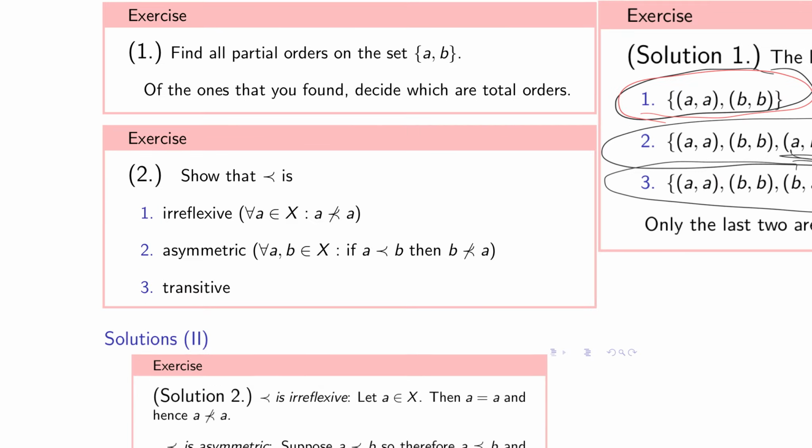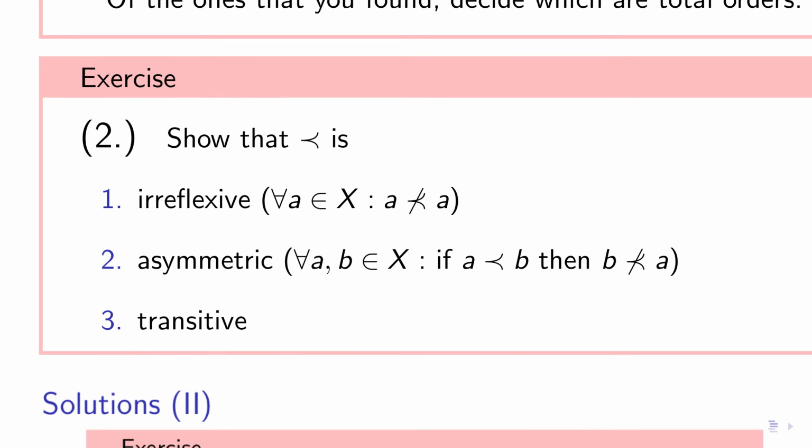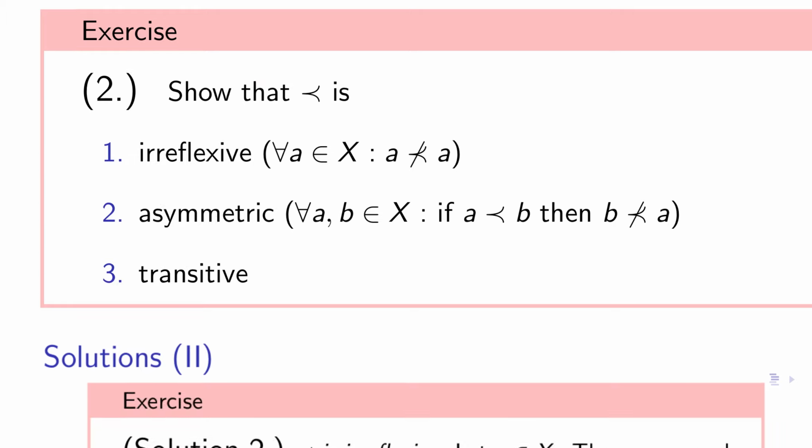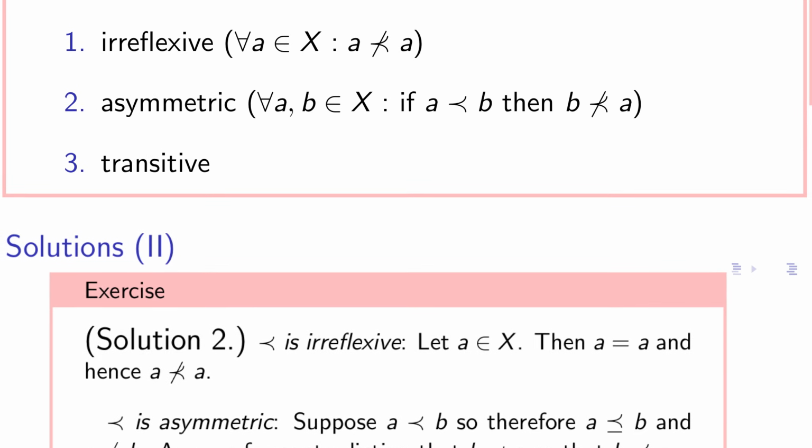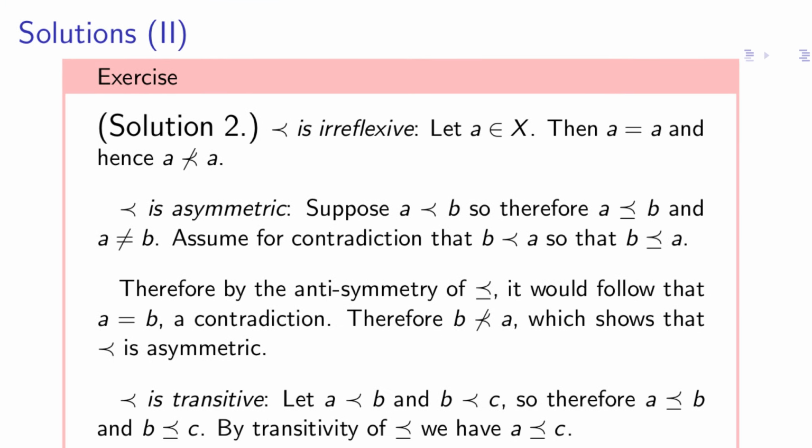So now moving on to the second exercise where we're going to show some basic properties of the strict precedence relation. We're going to show that it is irreflexive, asymmetric, and transitive. So to get started, I think I said reflexive, so irreflexive.